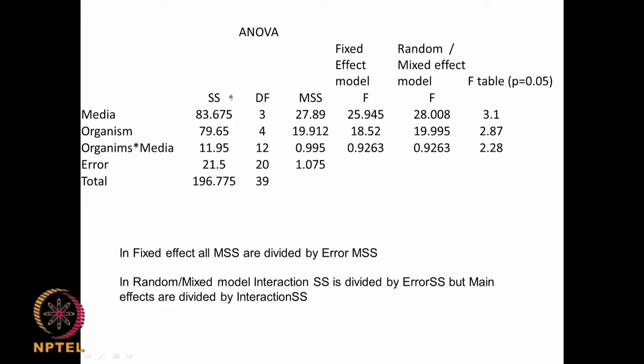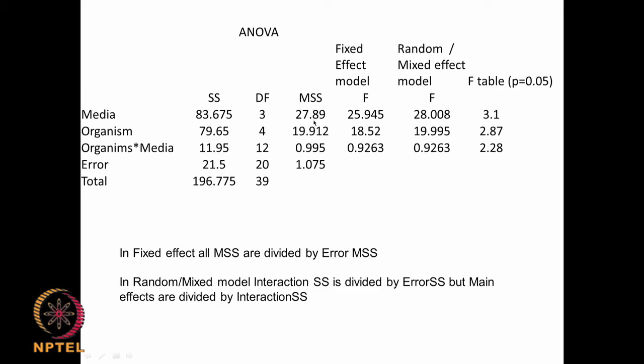Now each of the sum of squares we divide by the degrees of freedom to get mean sum of squares: 83.6 by 3, 79.6 by 4, 11.9 by 12, 21.5 by 20. You understand? Now how do I calculate the F value? Here I am introducing something different. I am talking about fixed effect model and random or mixed effect model. So we have been all the time dividing by error, right, that is called a fixed effect model.